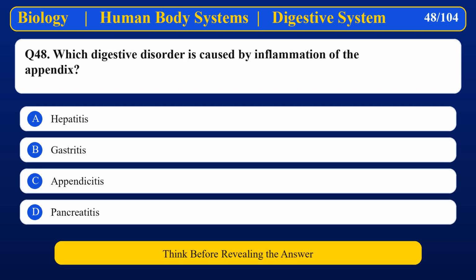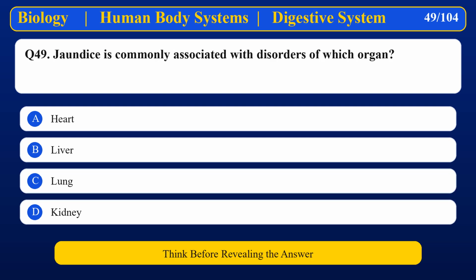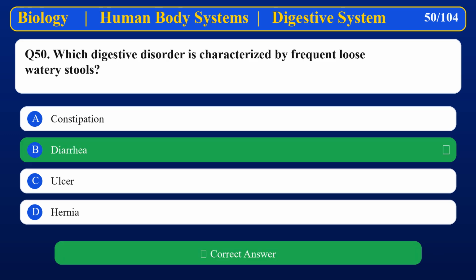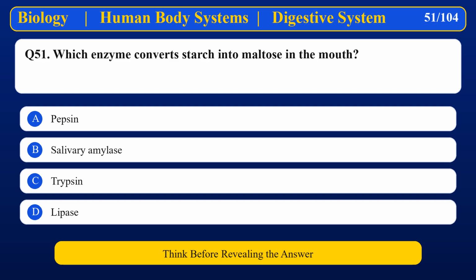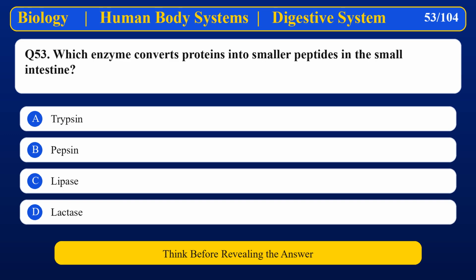Which digestive disorder is caused by inflammation of the appendix? Appendicitis. Jaundice is commonly associated with disorders of which organ? Liver. Which digestive disorder is characterized by frequent loose watery stools? Diarrhea. Which enzyme converts starch into maltose in the mouth? Salivary amylase. Which enzyme converts proteins into peptides in the stomach? Pepsin.